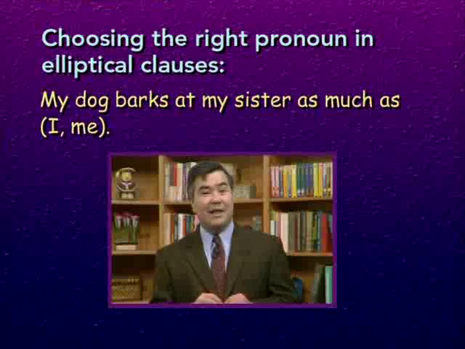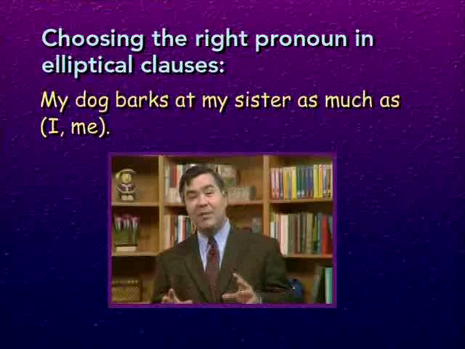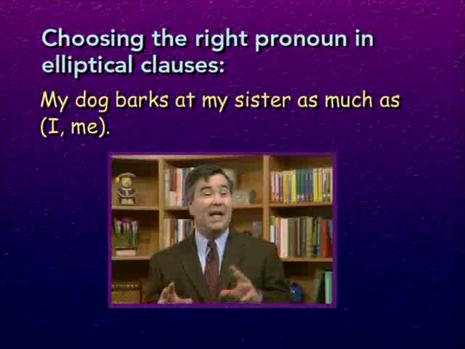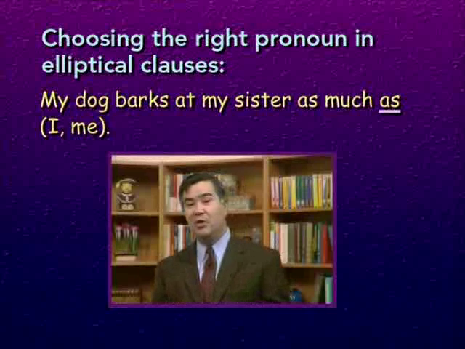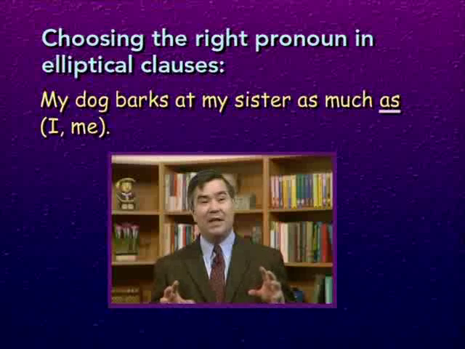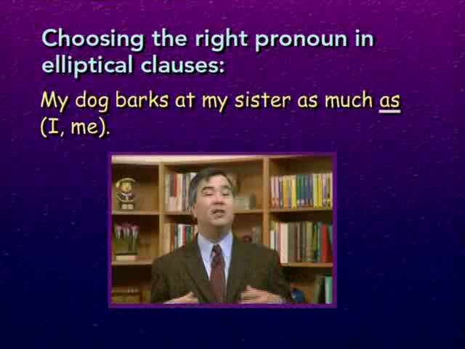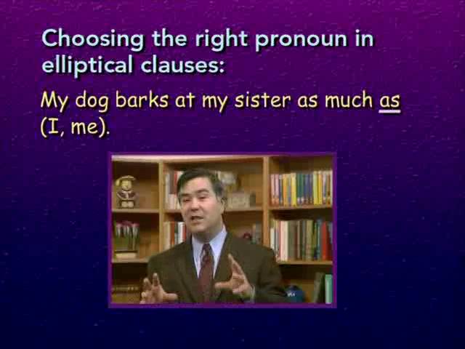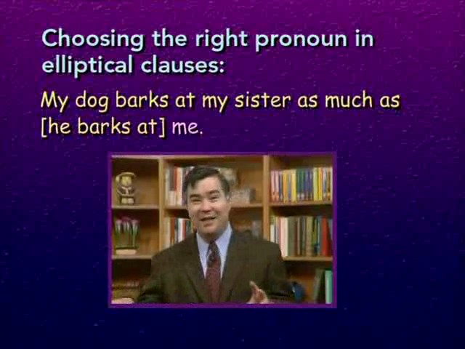My dog barks at my sister as much as I or me. Okay, once again we have an elliptical clause at the end of the sentence from which some words have been omitted. And in this case, it begins with as. That's the other word that often begins an elliptical clause. Now, what is being said here? Is the sentence saying, my dog barks at my sister as much as I do? No, I don't think so, because most human beings don't bark. Instead, I think what the sentence is saying, if you fill in the missing words, is, my dog barks at my sister as much as he barks at me.